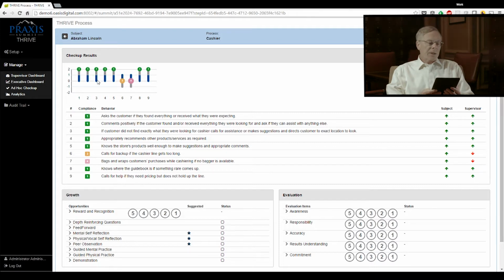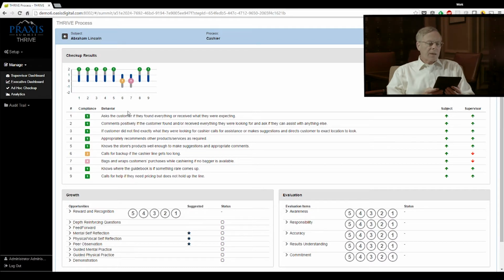And what this chart shows is a correlation, by behavior, of what the supervisor thought was happening and what the subject thought was happening. Supervisor and subject can quickly look at this and see where they were on the same page and where they were totally opposite. And this is actually the beginning part of the data that creates the algorithm for opportunities.